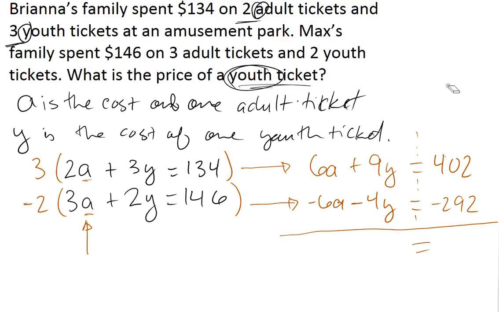On the left-hand side, that expresses itself as 6A minus 6A is 0A, and 9Y minus 4Y is a positive 5Y. Over on the right-hand side, I've got 402, and I'm subtracting from that 292, or I'm adding negative 292, and I get a positive 110. So next I'm just going to go ahead and divide both sides by 5, and when I do that, I get that Y equals 22.